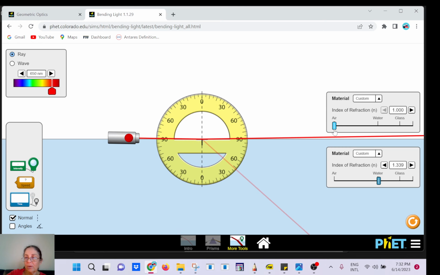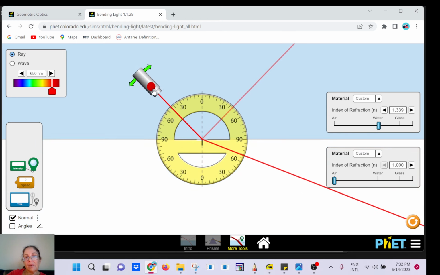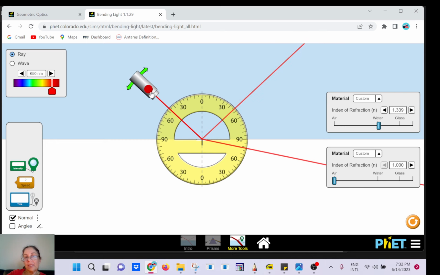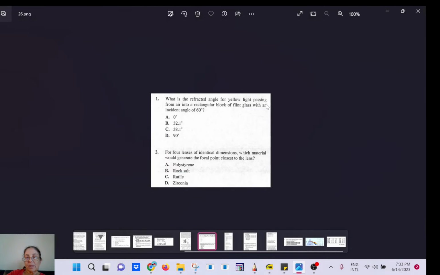Because there is a symmetry. If I go from water to air, the critical angle goes to 48, and the refraction will be 90. So 90 has to match with the critical angle. So since you have 38 here, that will be an angle of refraction. That means the incidence angle has to be 90 and not 60. So the right answer will be 32. Okay, number 2.